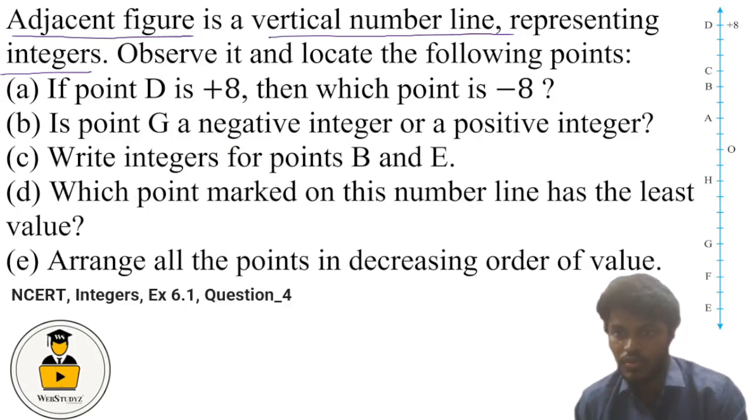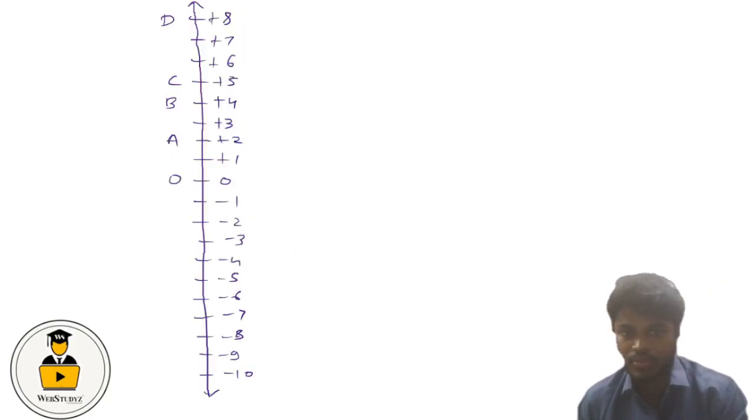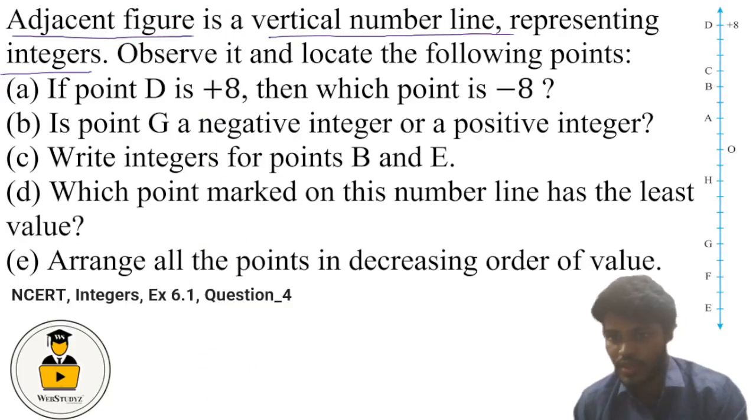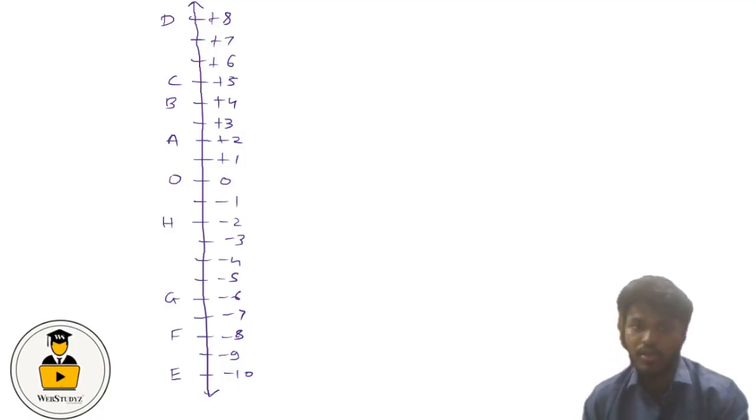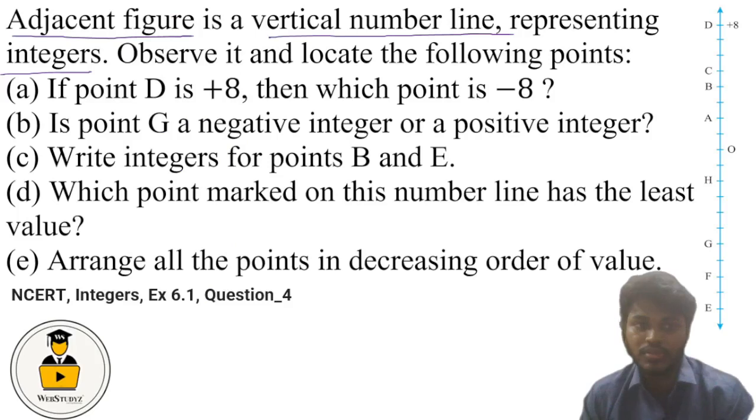And after that, after O, H is present at minus 2. Then there is a gap of 3 integers, and after 3 integers we have point G, and F and E are present here. Now we have completed all the points and all the integers that are present on the number line. So now let us try to answer the questions.